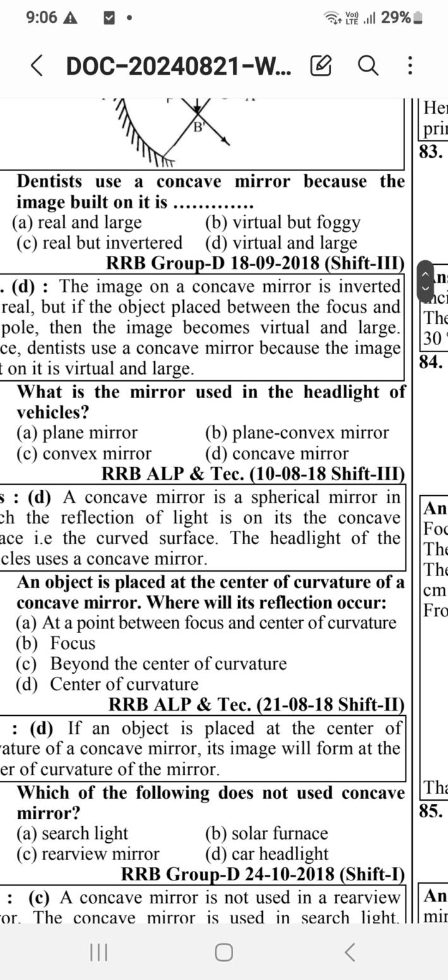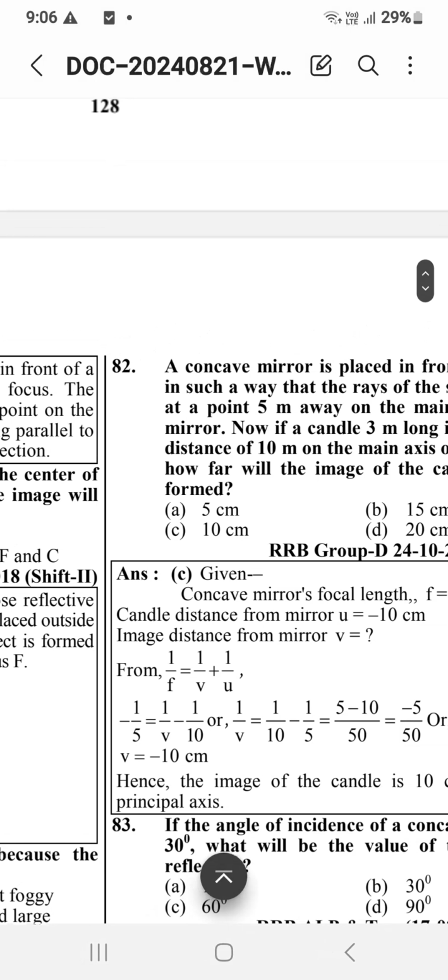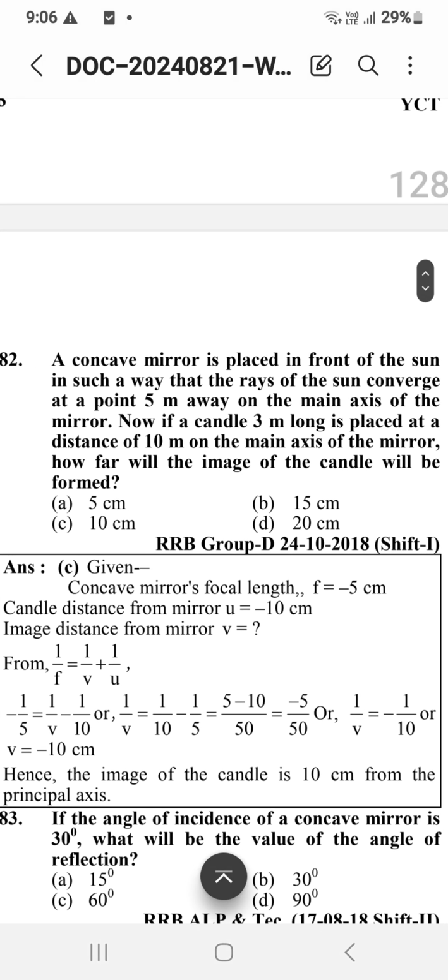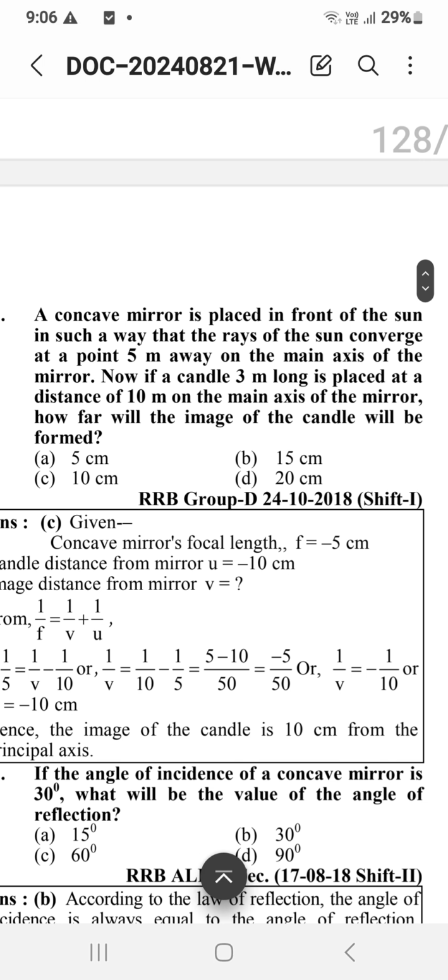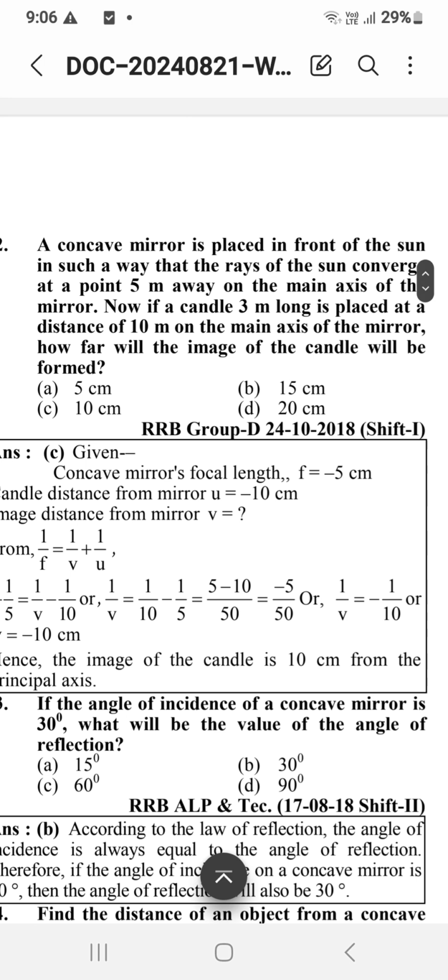Which of the following does not use concave mirror? Rear view mirror. One upon f equals 1 upon v plus 1 upon u. v equals minus 10 centimeter. If the angle of incidence of a concave mirror is 30 degree, what will be the value of the angle of reflection? So the type of question are asked in the RRB, ALP and technician. The answer will be 30 degree.